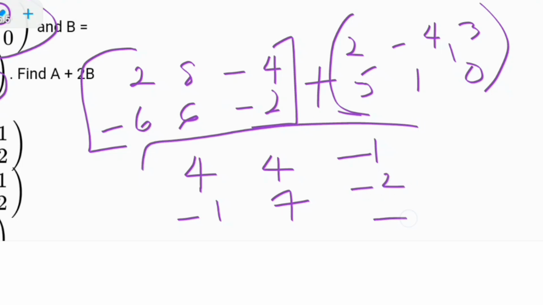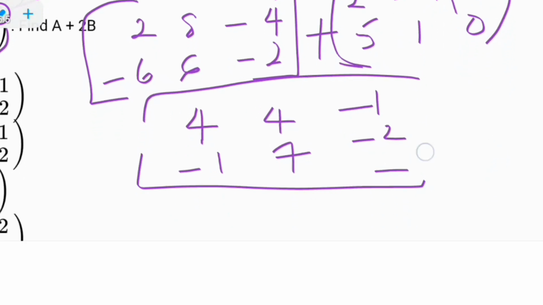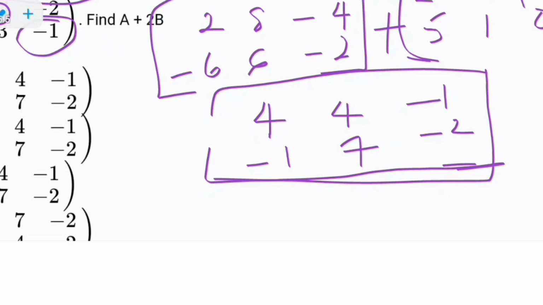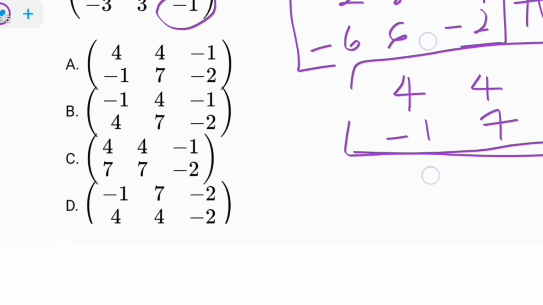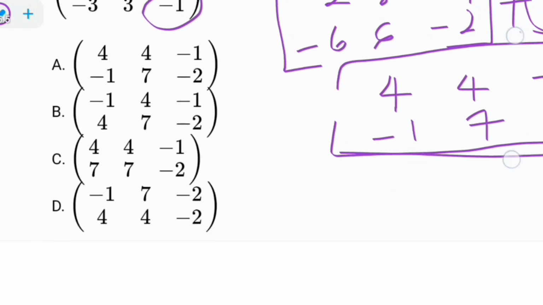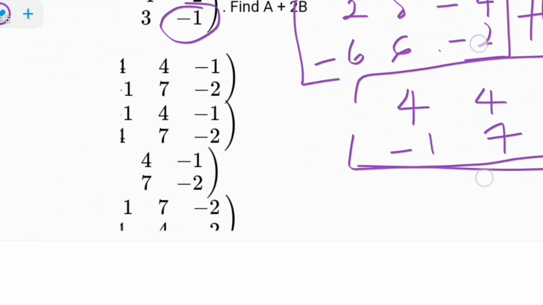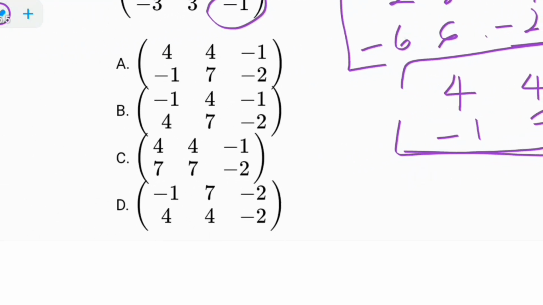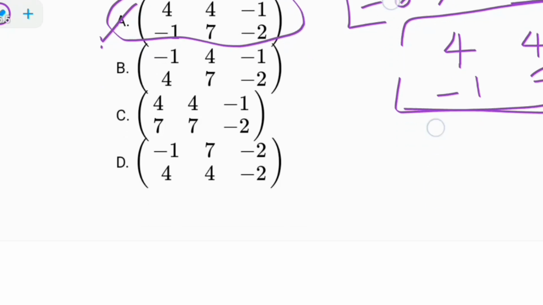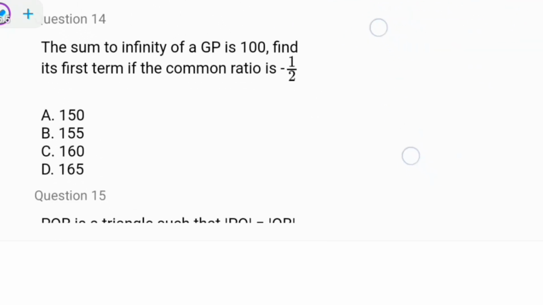So this is the answer here. So the answer is 4, 4, minus 1, minus 1, 7, minus 2. So you need to have 4, 4, minus 1 at the top. That's option A, 4, 4, minus 1, as you can see here. The answer is option A. So let's move to the next one.